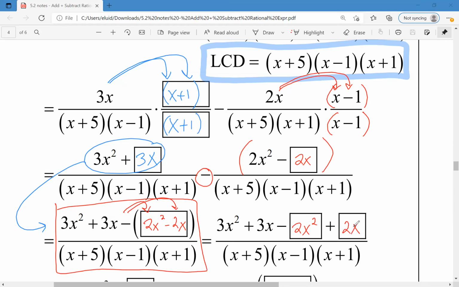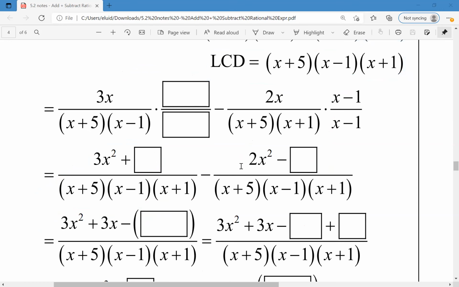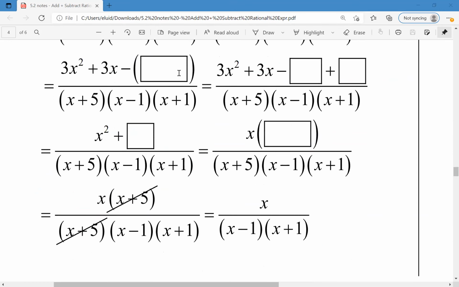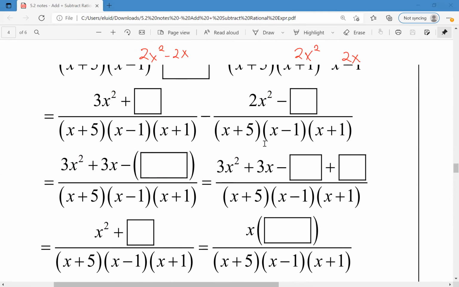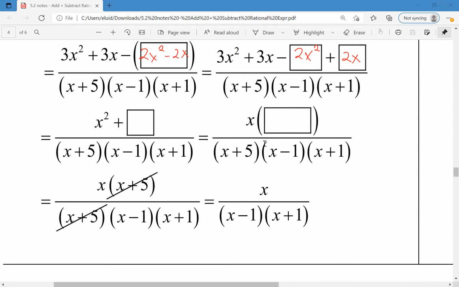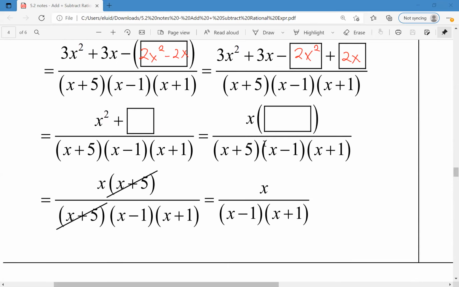Pause if you need to. I'm going to scroll down to the next part, so make sure you got all of this down. Here we are. I'll fill in just a little bit. That was a 2x squared plus 2x. This was 2x squared minus 2x. Okay, just checking. I think we're good. So here's where we are: 3x squared plus 3x minus 2x squared plus 2x.